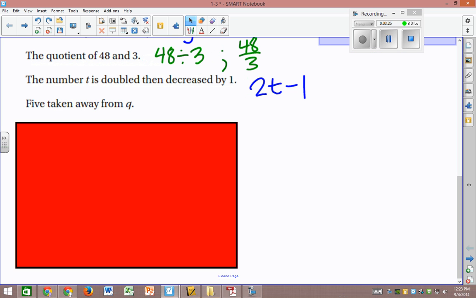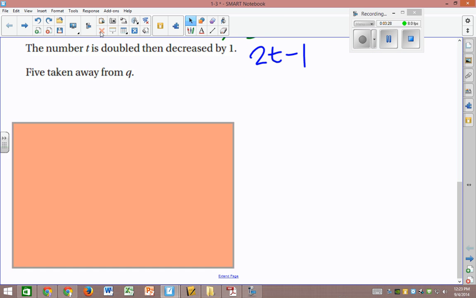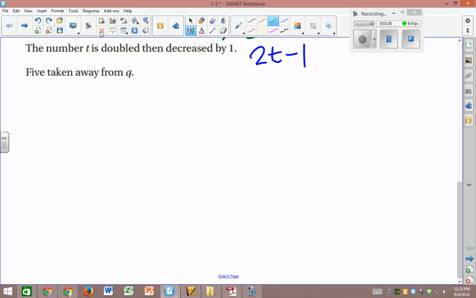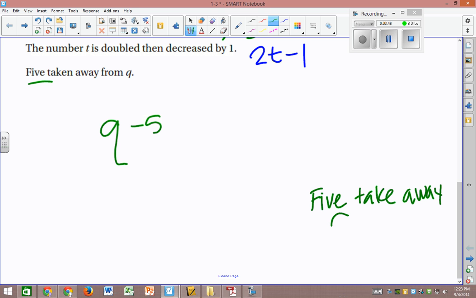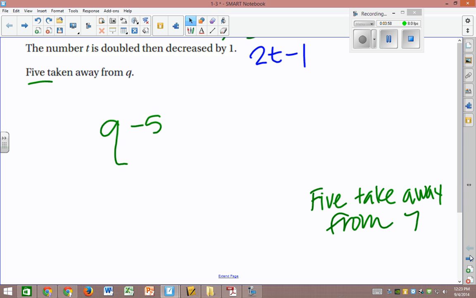5 taken away from Q. Take away means subtract, but because 5 is taken away, that should go to the last. If you're not sure if it goes first or last, put a real number in for Q. So if I say 5 taken away from 7, that's 2, so don't you have to do 7 minus 5? Yeah. So put a real number in there, then it'll tell you the correct order. That's a good trick.